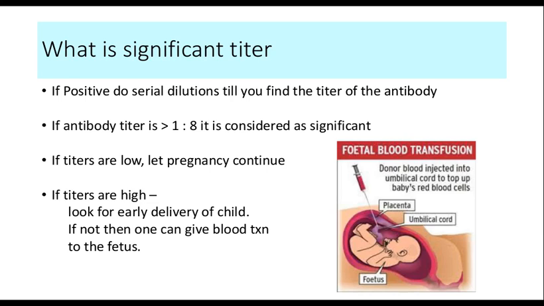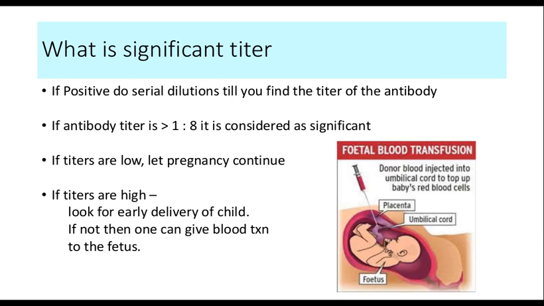If the antibody titer is greater than 1 in 8, then this is considered significant because a lot of damage can occur to the child. If the titers are lower than 1 in 8, let the pregnancy continue. If the titers are higher than 1 in 8, then we have to look for an early delivery of the child and manage the child accordingly.